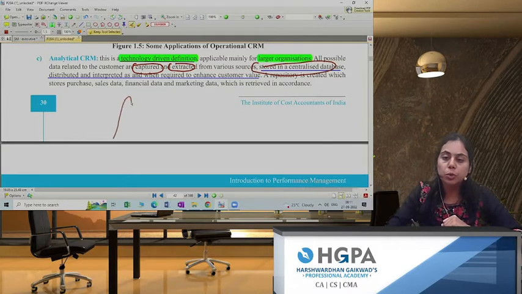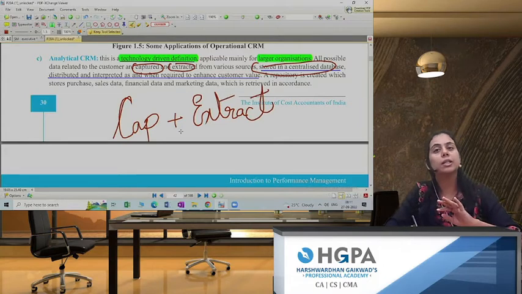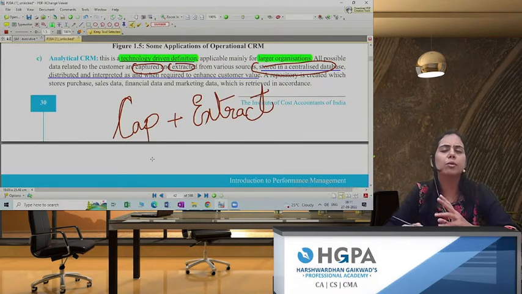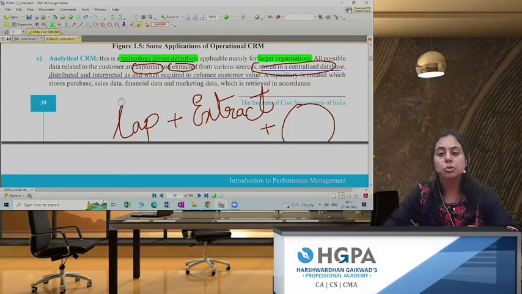So first we are going to do what? First we are going to capture the data. After capturing the data, we will extract the data in whatever format we need. Extraction can be done in Excel form, in Word form, in whatever form we need. And then the complete data will be stored in the central database.